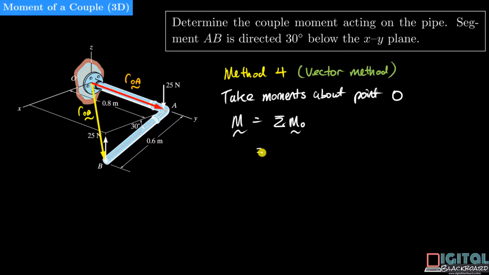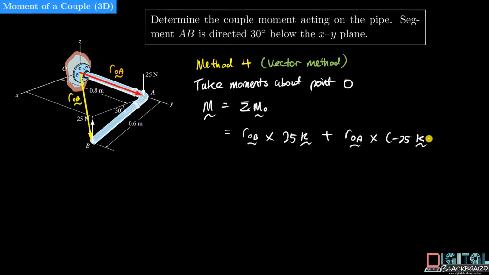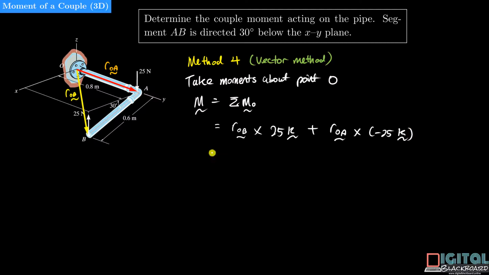So in this case, it is equal to ROB cross the positive 25 Newton force, which is 25k, plus ROA cross the negative 25 Newton force, minus 25k. So we diligently find out the vector forms of the two position vectors and perform the cross products.